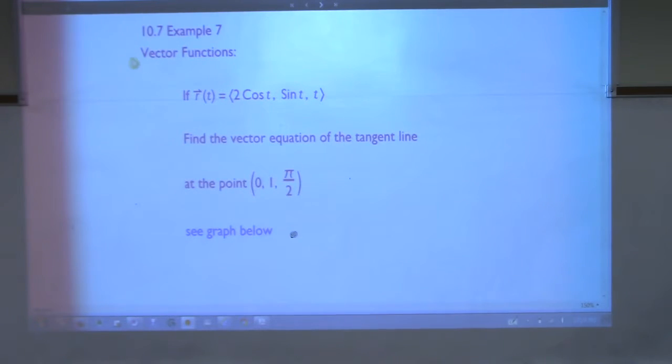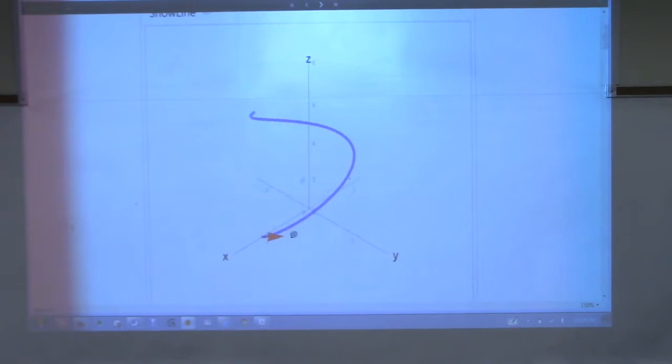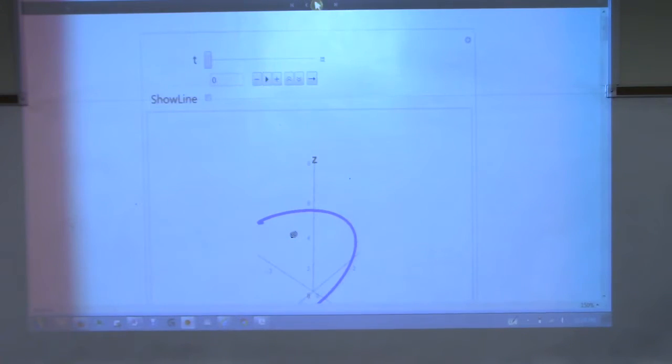All right, so vector function, find the vector equation of the tangent line at this point. So this is basically the same exact problem that we just did, except that it's in 3D. So I think I'll let you explore that on your own. What's more interesting to me is that it's a three-dimensional curve instead of two-dimensional. But essentially you do the same exact thing.